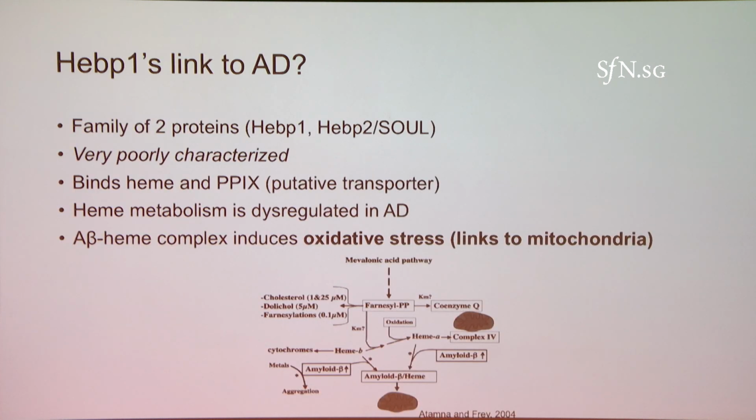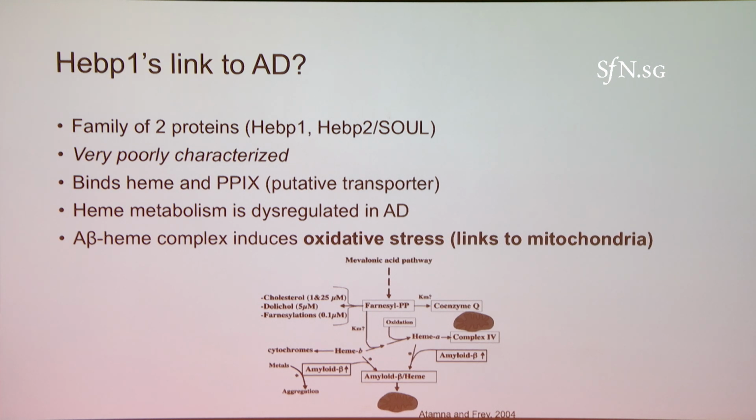So HEBP1, its full name is heme binding protein 1. And when Sasha told me about this, I was saying, well, what does that really mean? Because we are looking at neurons itself. But as it turns out, even though the protein is very poorly recognized, it binds heme and the precursor of heme. And we know that heme metabolism is dysregulated in AD. And we know that the A-beta heme complex induces oxidative stress, thereby linking it to mitochondria itself. Now, I'm not going to go through this in detail, but the heme component is extremely interesting as well, because we know in AD patients there are people with damaged vasculature.